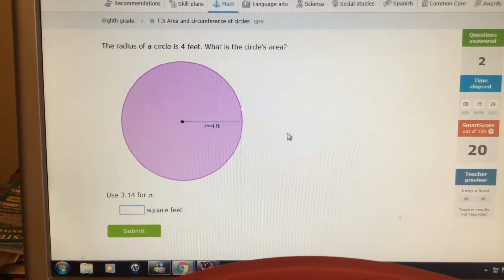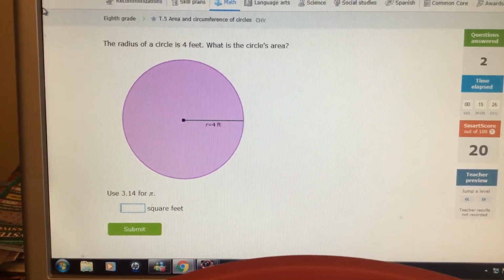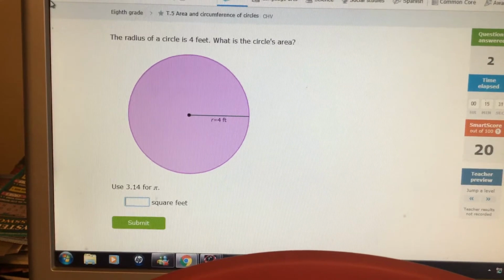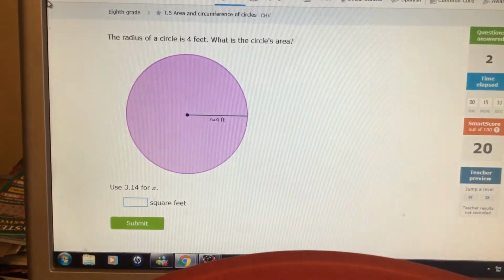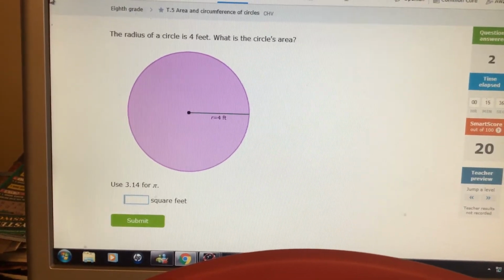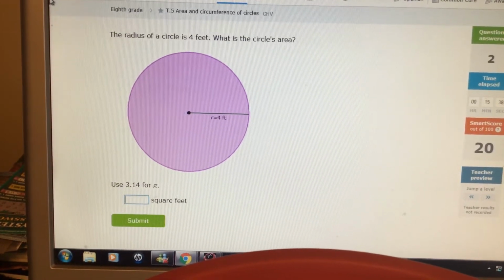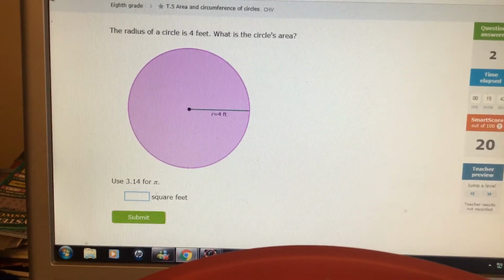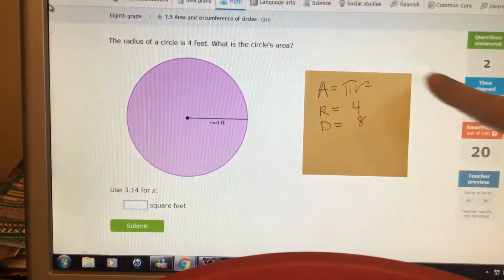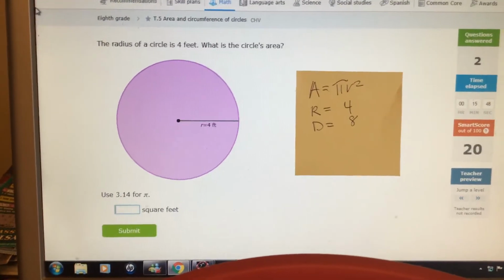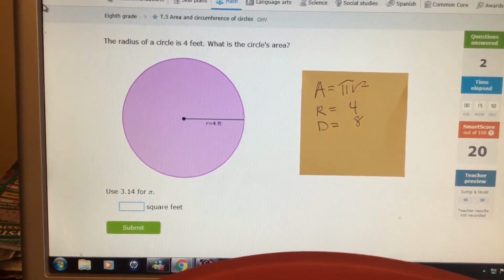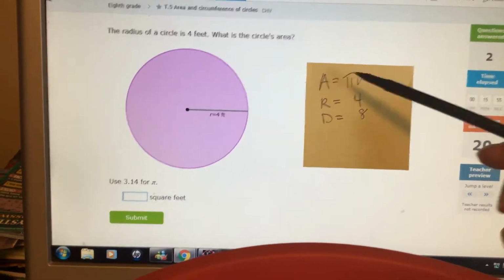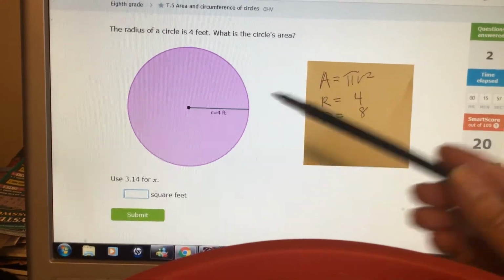Okay, let's look at this one. This says the radius of a circle is 4 feet. What is the area? Well, first things first, I have to ask myself, what is the formula for area? And I also need to write down my radius and my diameter. So I put this on a sticky note for you. There's the formula for area. It's pi times radius squared. Notice they actually gave us the radius, so we lucked out. But I like to write my radius and diameter for every problem.